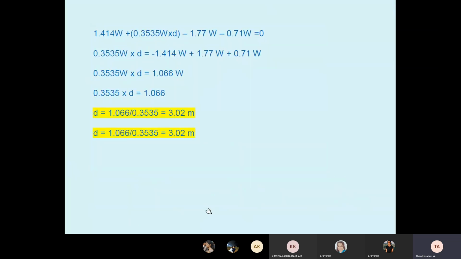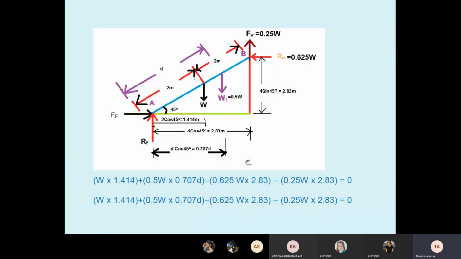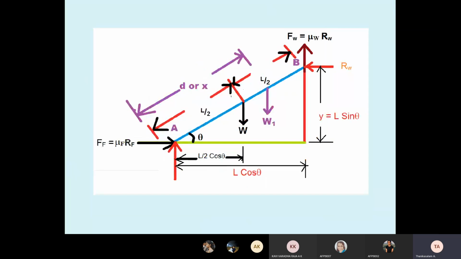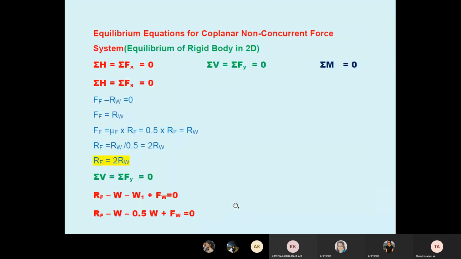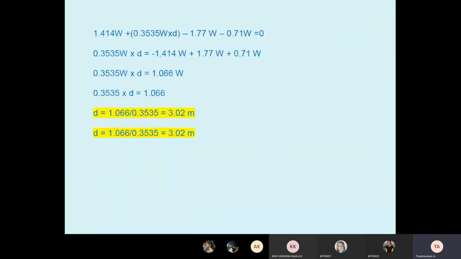Therefore, after simplification, we will get everything in terms of W, but W cancels. The final answer: D equal to 1.066 divided by 0.3535. So D equal to 3.2 meter. See, the total length, how much? 4 meter, no? Students, total length 4 meter. We assumed the man is standing somewhere, no? So what is the distance? Now our answer is 3.2, so it's correct. The man is standing on a ladder that is 4 meters in total. So when you are standing at 3.0 meter, the ladder is not going to slip. That is the static condition.